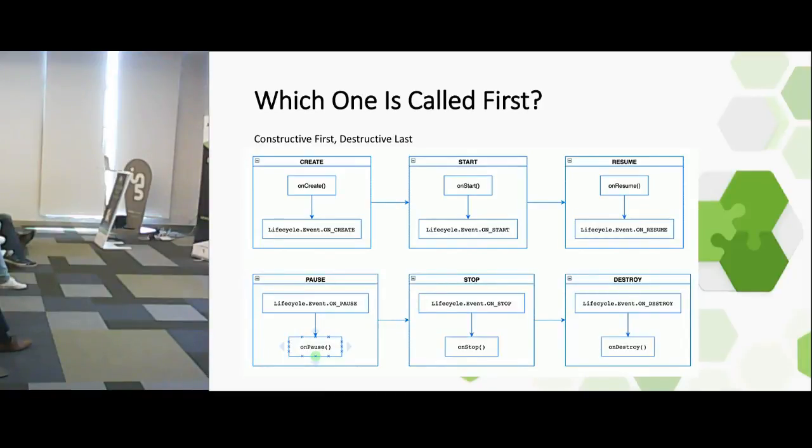But there is a tricky question here. Which one is called first? What is the calling order? For instance, we said that when the activity's onCreate method is called, then the observer's onCreate method is going to be triggered. But what is the order? Do you have any idea? Depends on the state. Yes, as written on the slide.